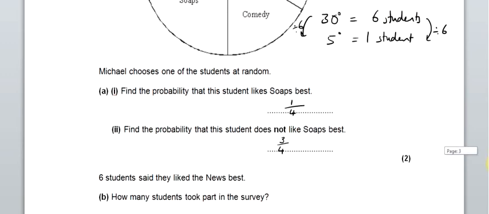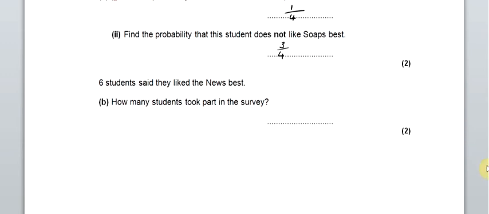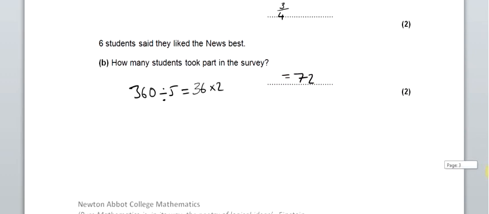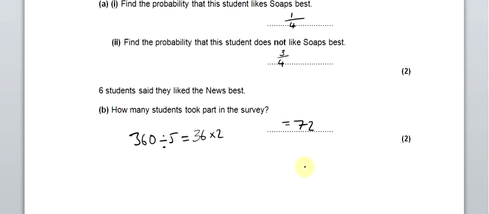So we want to know how many students in the whole pie, so that's 360 divided by 5. Now, if we divide it by 10, we get 36, and for every 10 there are 2 fives, so we double it, so that is 72 students. And that's the end. And I hope you enjoyed it, and see you soon.